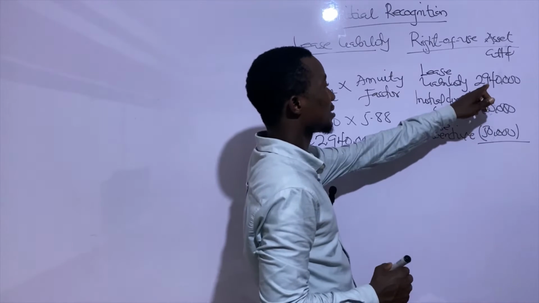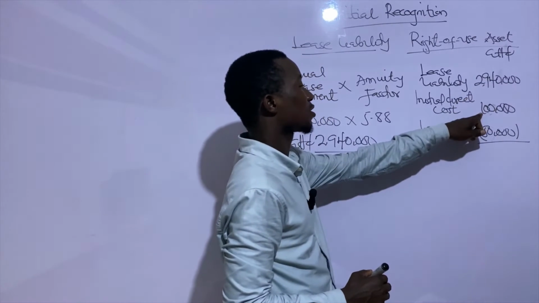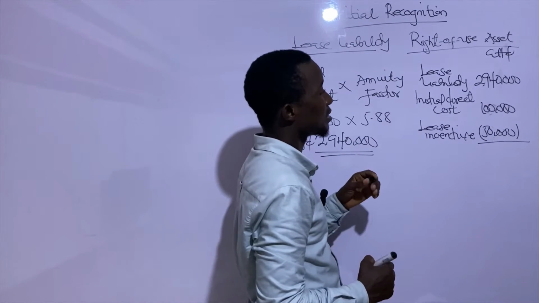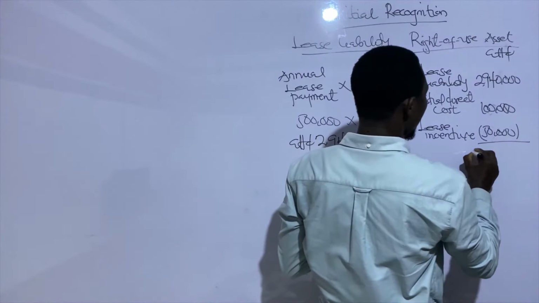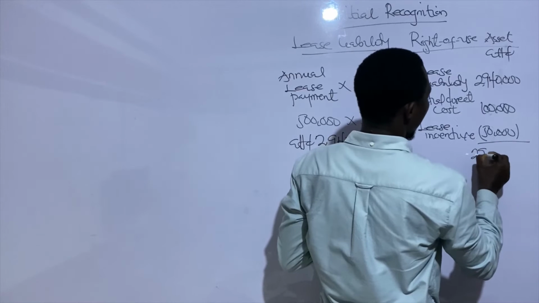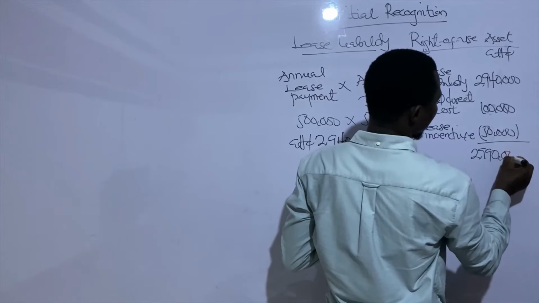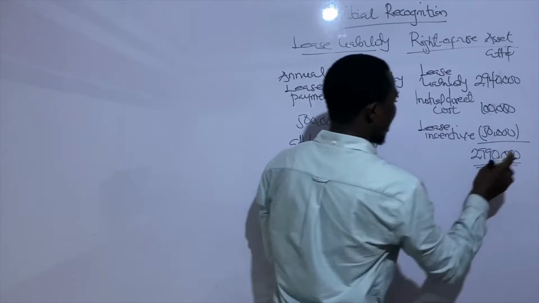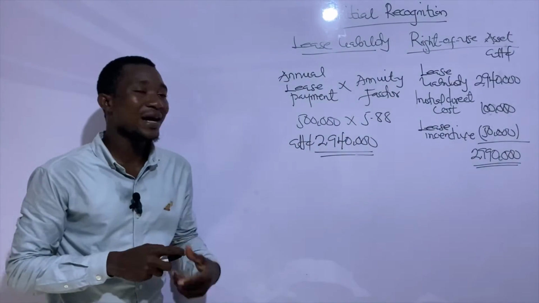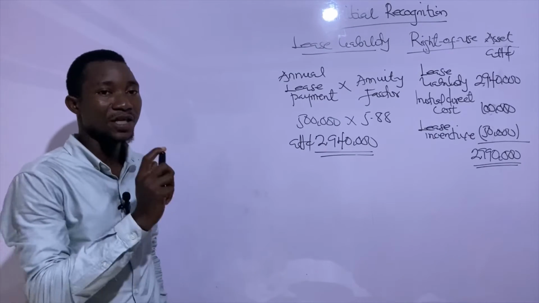So when we add the lease liability to the initial direct cost and we subtract the lease incentive, you arrive at an amount of 2,990,000. So this is the right of use asset at initial recognition.